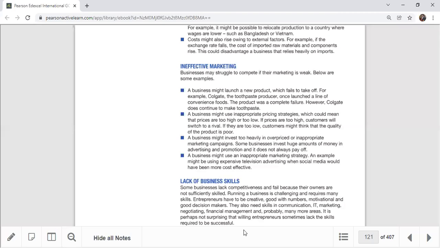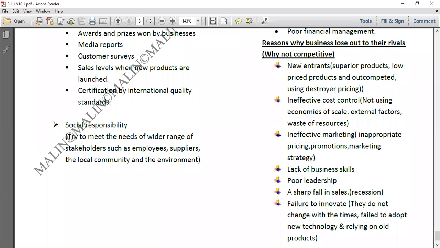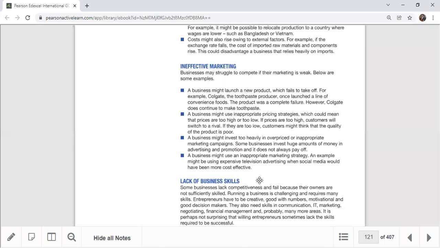Today, we have discussed the main three points so far, and there are four more topics to discuss. We talked about new entrants, ineffective cost control, and ineffective marketing. Now this is the fourth point: the lack of business skills. So after ineffective marketing, ineffective cost control, and new entrants, the next one is a lack of business skills.